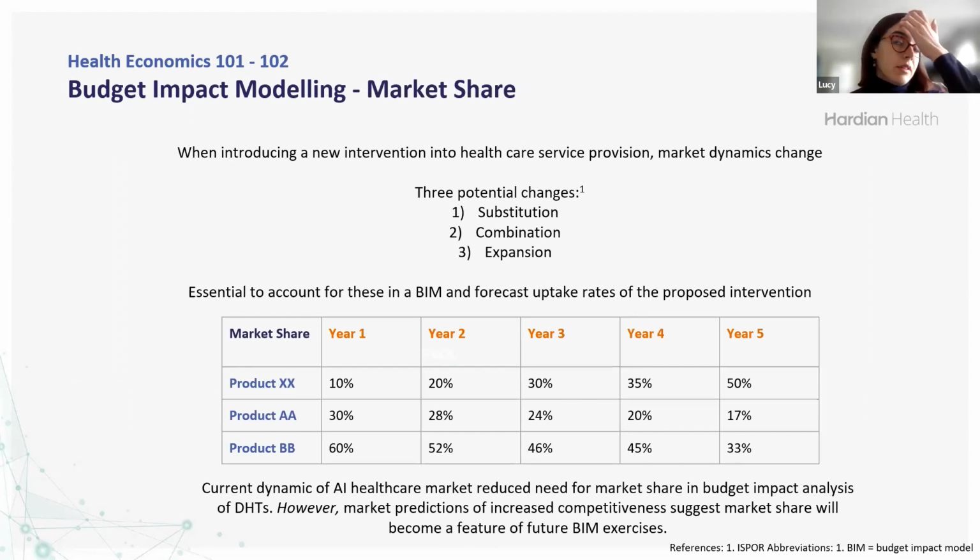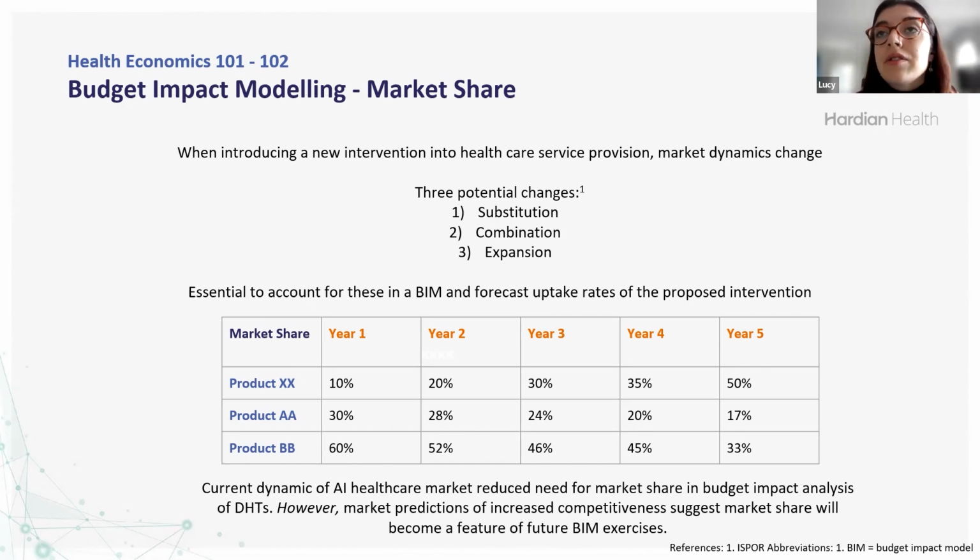I'll just quickly go over this because it's not that relevant for where the industry is at the moment. But when you're conducting a budget impact model, it really is important to account for market shares, because naturally when you introduce a new intervention, the dynamic of that market is going to change. And there are 3 potential changes. So if the new intervention is replacing one or more current interventions, that would be a substitution effect. If it's going to be added to the current intervention mix, it'd be a combination.